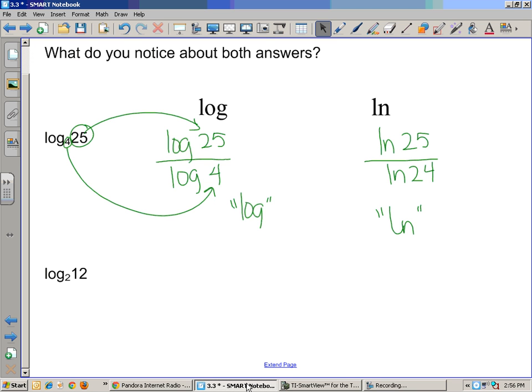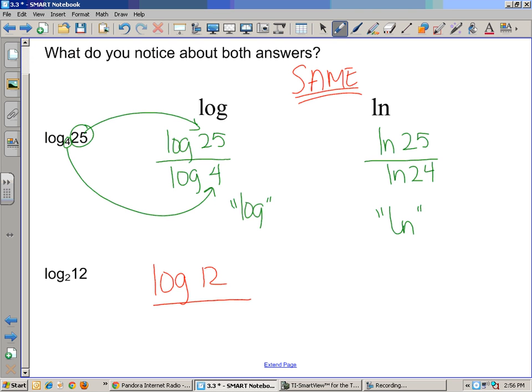Okay? You should be telling me, oh my gosh, I can't believe it, Miss Collins. That is the same answer. It is exactly the same. And the point is, it doesn't matter whether you like the log button better or if you like natural log better. Okay? Let's go ahead and do it with this one now.